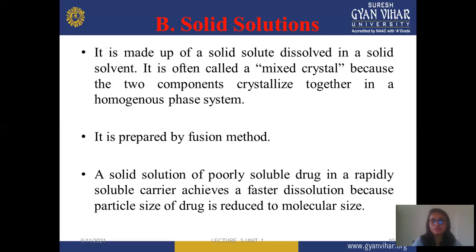And next is the solid solution method. The second method is made up of a solid solute dissolved in a solid solvent, and it is often called a mixed crystal because two components crystallize together in a homogeneous phase. It is prepared by the fusion method. Means in this you also don't use any solvent or liquid state solvent. You just prepare a solution with the help of both solid compounds. Your solute should be in a solid state and the solvent also in a solid state. You mix solute and solvent, both in a solid state, and you prepare a mixed crystal of these two solid components.